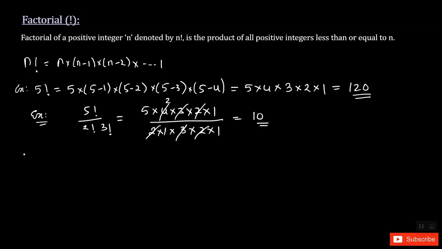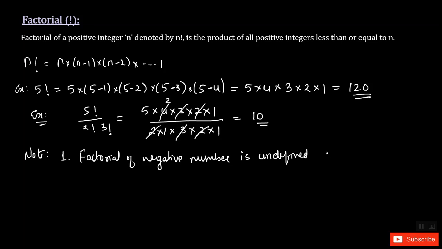Okay. So there are a few points we need to know about factorial. The first point is that the factorial of a negative number is undefined. Example, I can't say negative 3 factorial or negative 8 factorial. These are undefined. The factorial of a negative number does not exist in general, I can say.